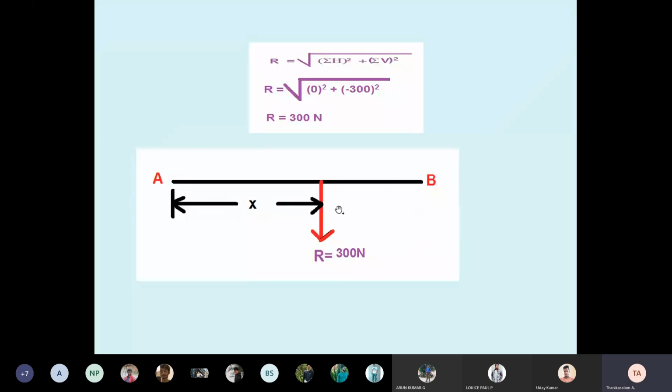Uday Kumar, why are you putting the resultant vertically downward? Uday? Yes, sir. Why is the resultant acting downward?